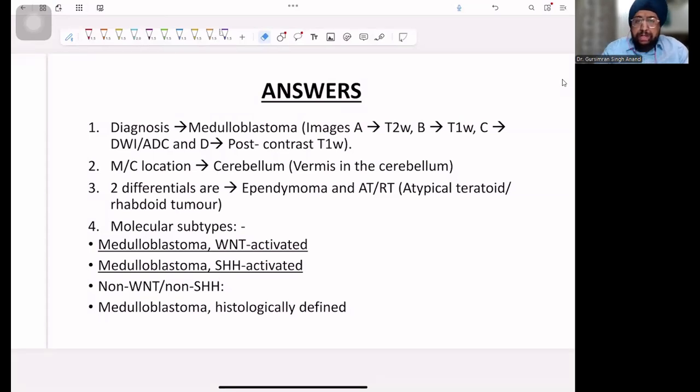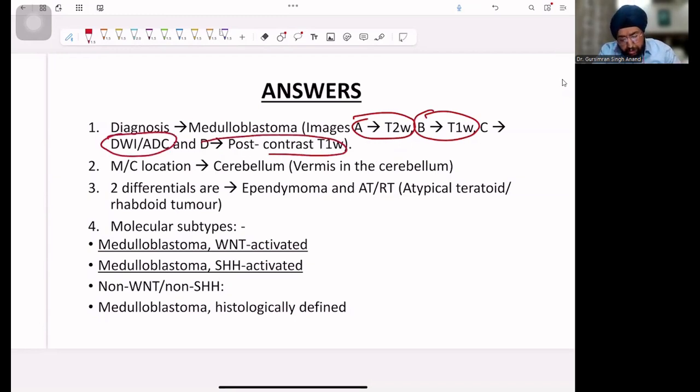The diagnosis is obviously medulloblastoma. The order of the images which have been provided to you: image A was your T2 weighted images. B was your T1 weighted images. The C1 was your diffusion section imaging, and the D1 was your post contrast T1 weighted imaging.